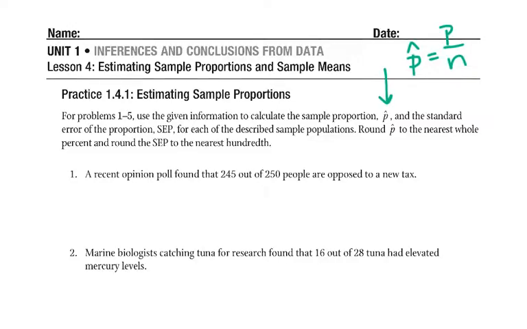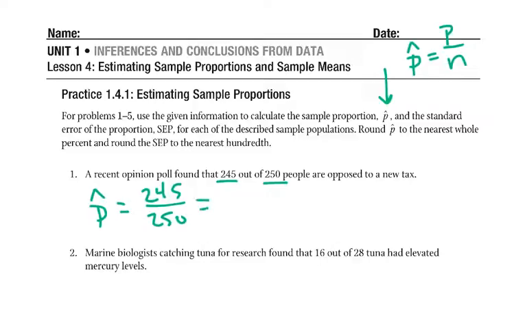Okay, and that's equal to p over n. So n, remember, is the number in your sample, and p is the number of favorable outcomes, so what you want to happen. So, a recent opinion poll found that 245 out of 250 people are opposed to a new tax. So p hat would be 245 over the total, 250.